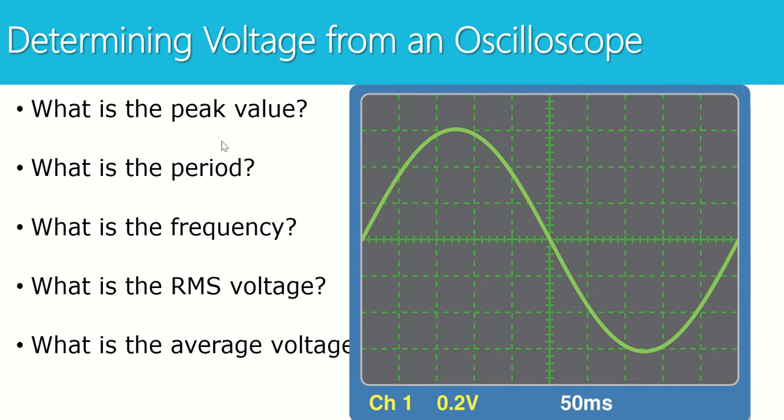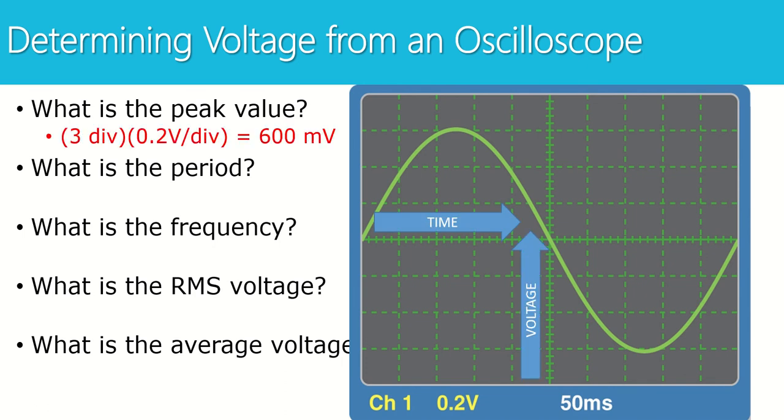So starting with the peak value, I can see that the peak value is 1, 2, 3 squares high, and each square is 0.2 volts. So 3 times 0.2, 0.6 volts or 600 millivolts. Again, voltage goes vertically, time goes horizontally. So next question is, what is the period? The period is how long it takes for one cycle.